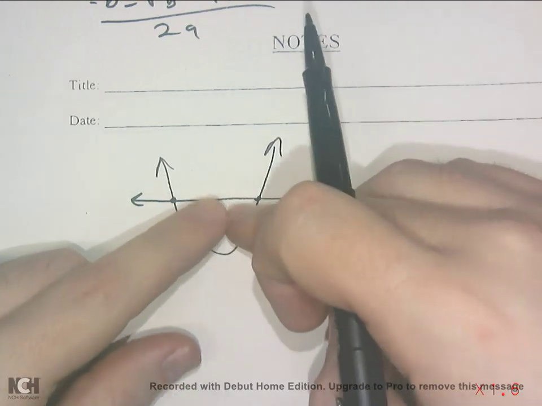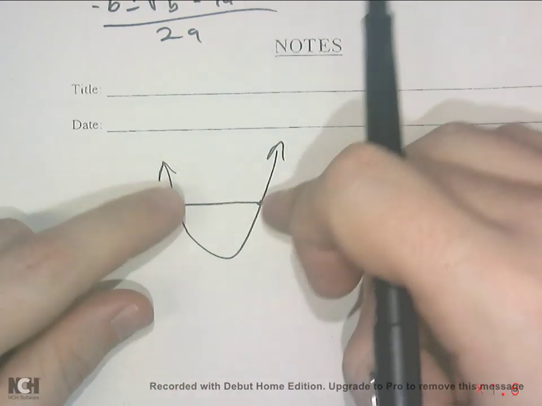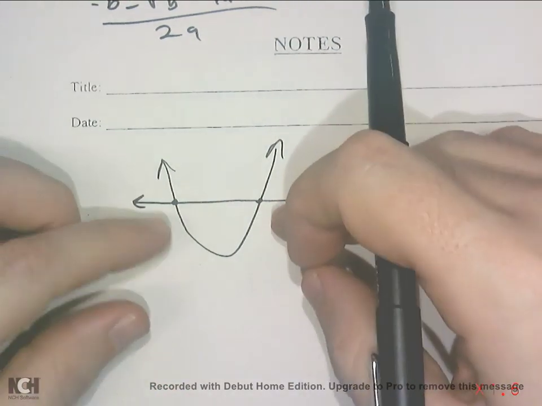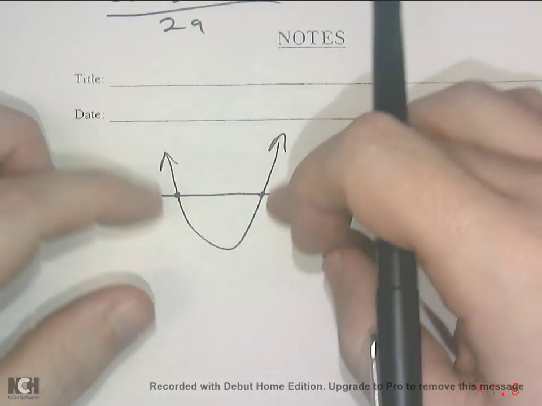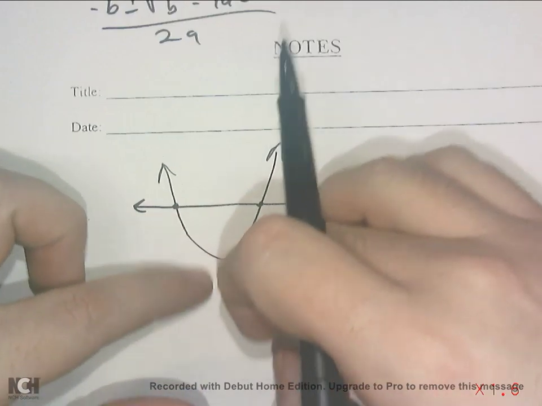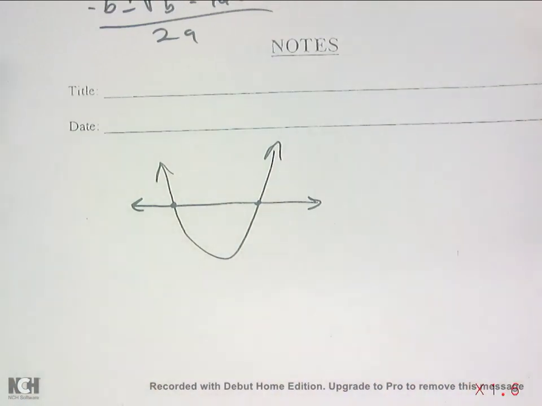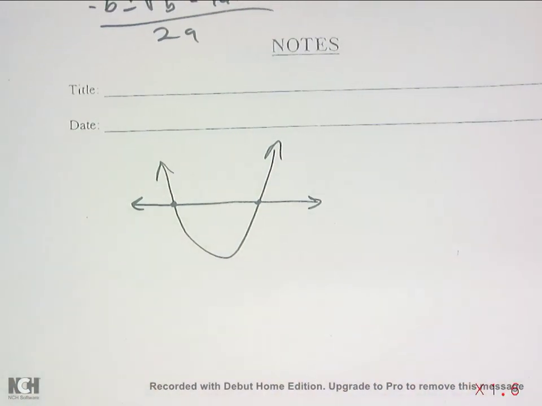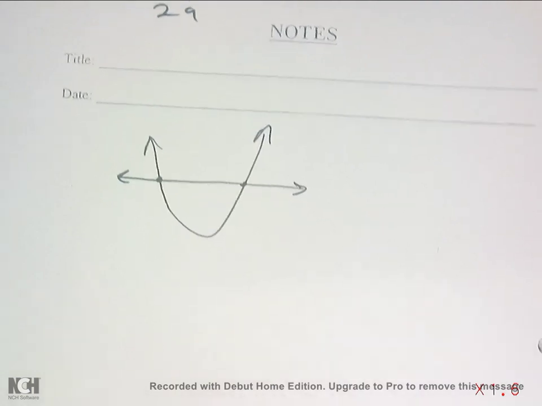So if we think about this as the x-axis, what values are greater than 0 as far as the y goes? It would be everything above it, right? These are all the values that are greater than 0. These are all the values that are less than 0. So that'll help us visualize what we need to do when we are graphing an inequality.